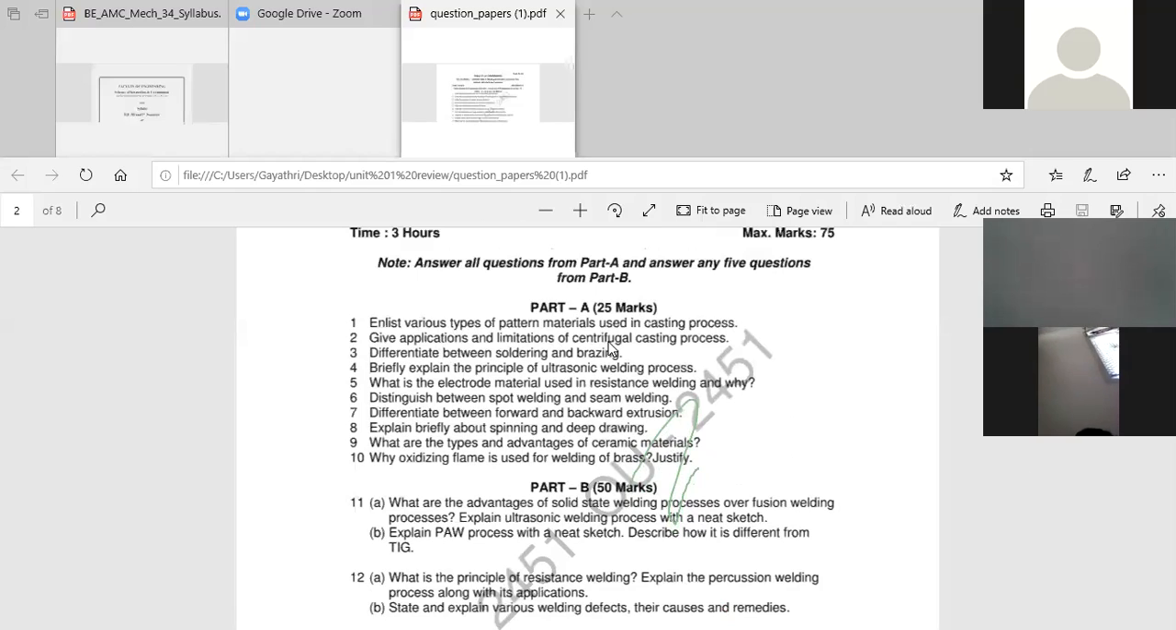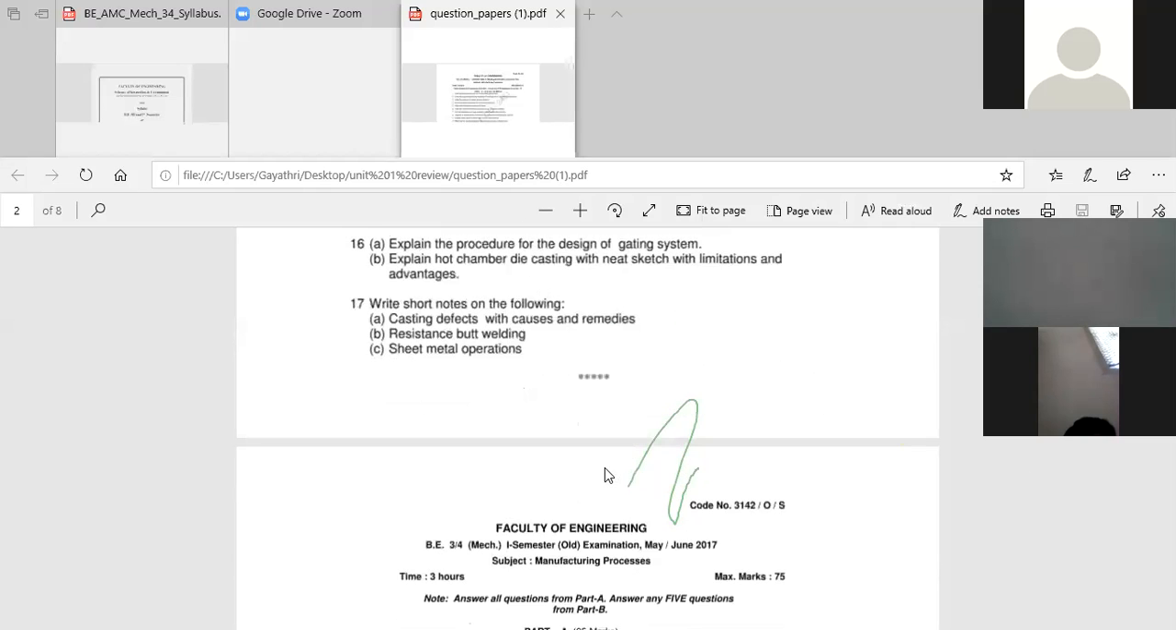Types of pattern materials. First question: wood, ceramics, plastics. You can write it right. Then next, the next question. That's it from the first unit.